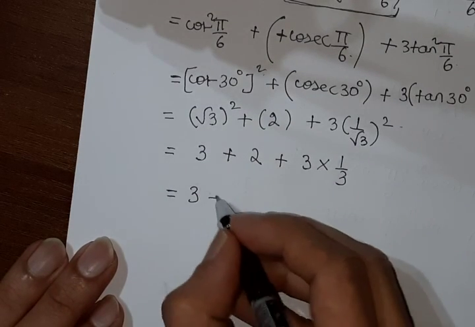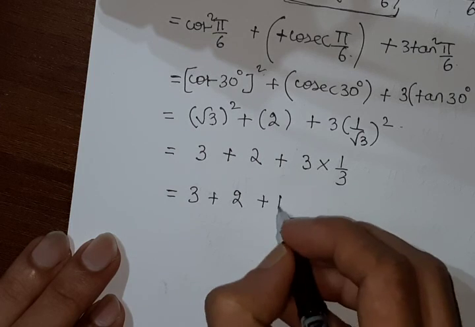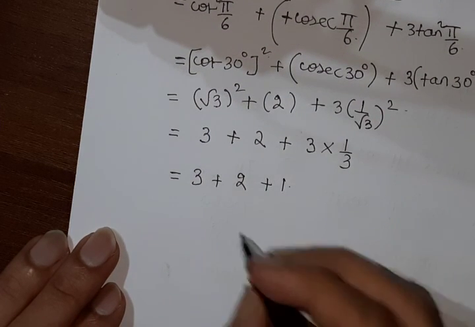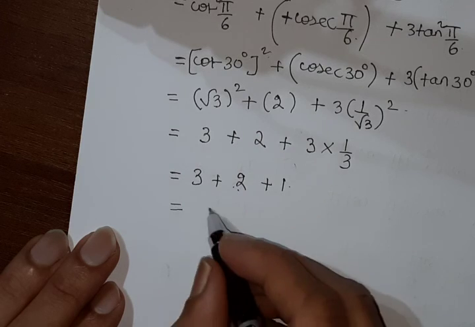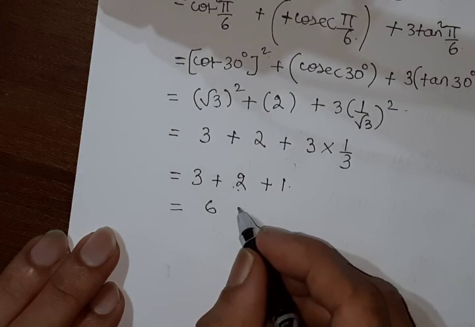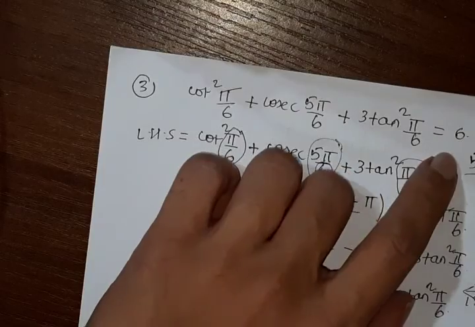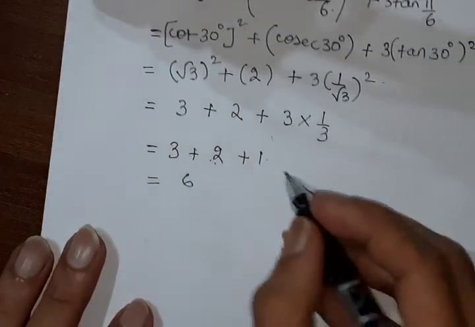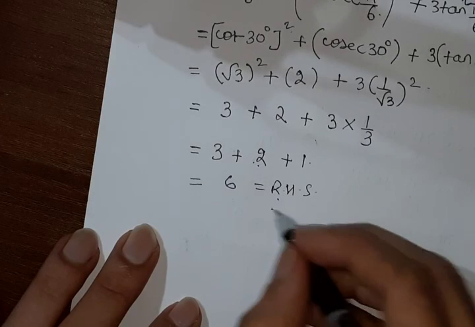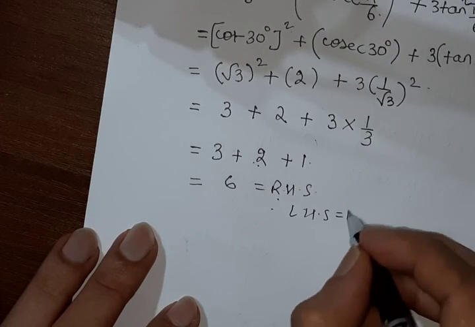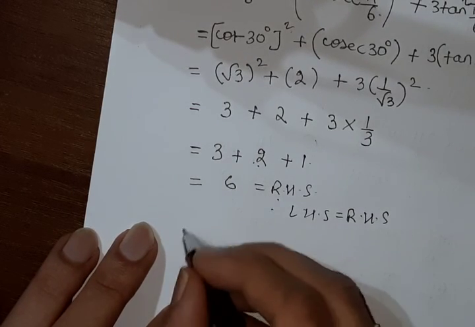So which is equal to what? 3 plus 2 plus 1. So which is nothing but 3 plus 2 is 5, 5 plus 1 is 6. So that is what we wanted here. That is the RHS. Therefore LHS is equal to RHS, hence proved.